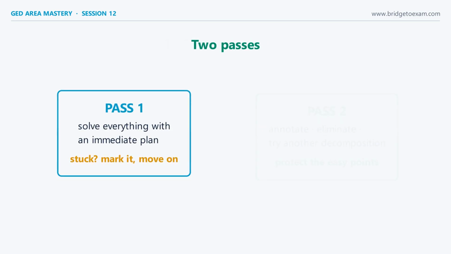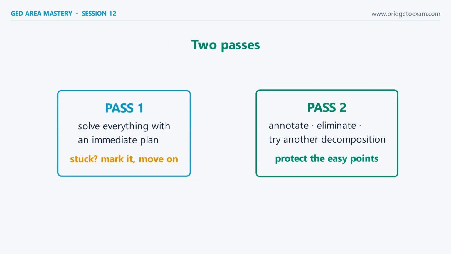Timing. First pass. Solve everything you have an immediate plan for. If a diagram is still unclear, mark it and move on. Second pass. Annotate, eliminate impossible choices, try another decomposition. All your time on one hard question can cost you several easy ones.